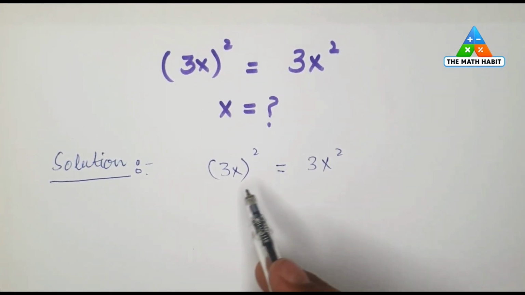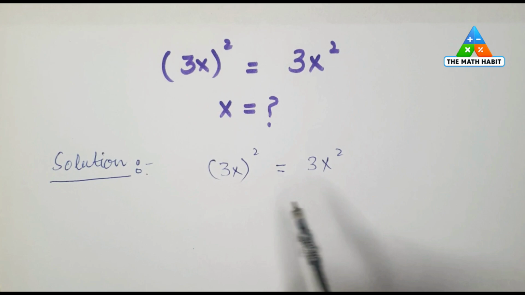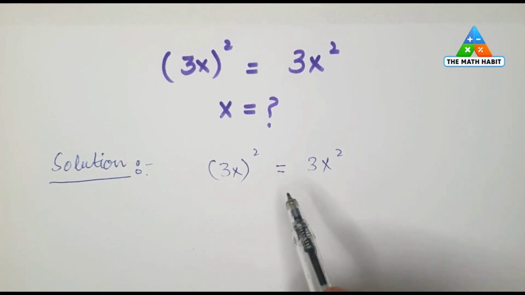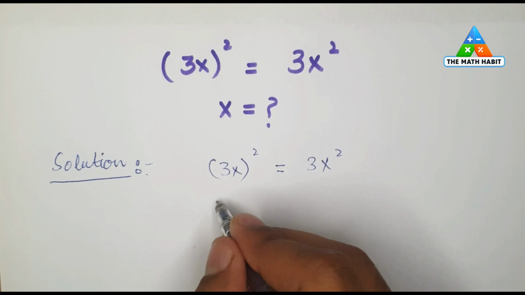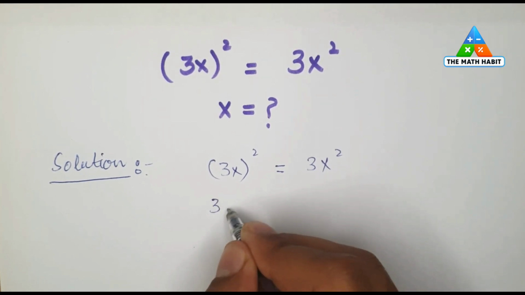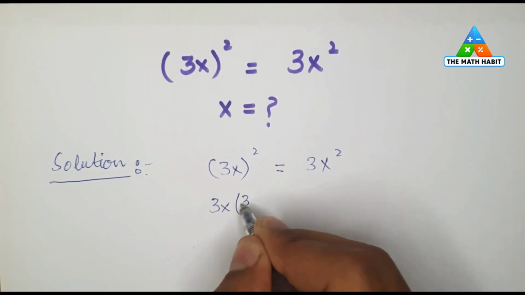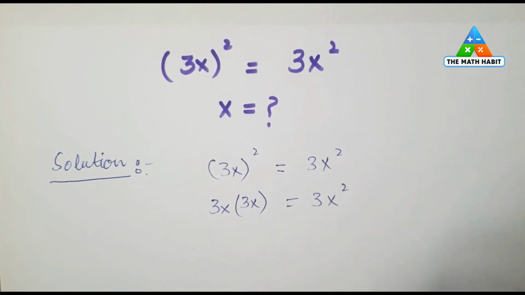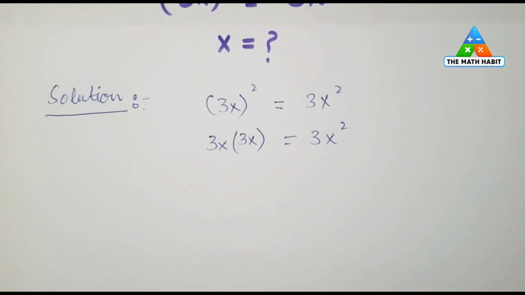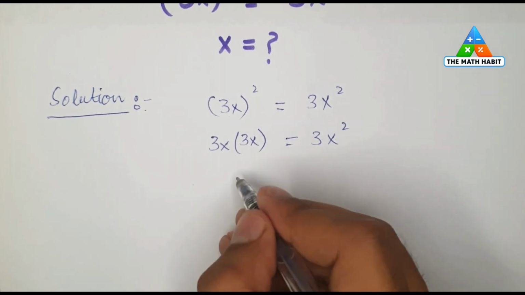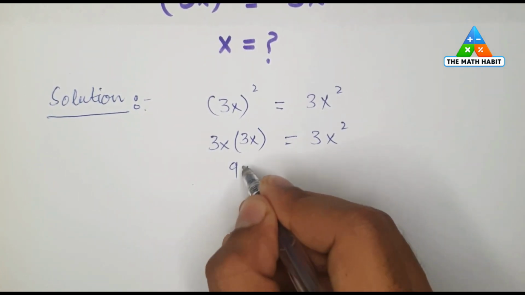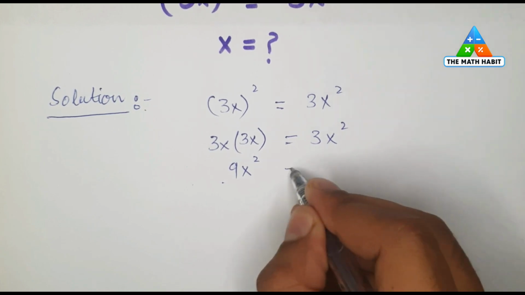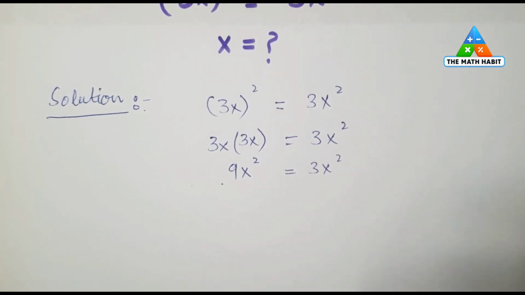If you notice, the left-hand side and right-hand side are not equal to each other, because this is equal to 3x into 3x, and this is 3x². So if we further simplify it, we'll get 9x² = 3x².